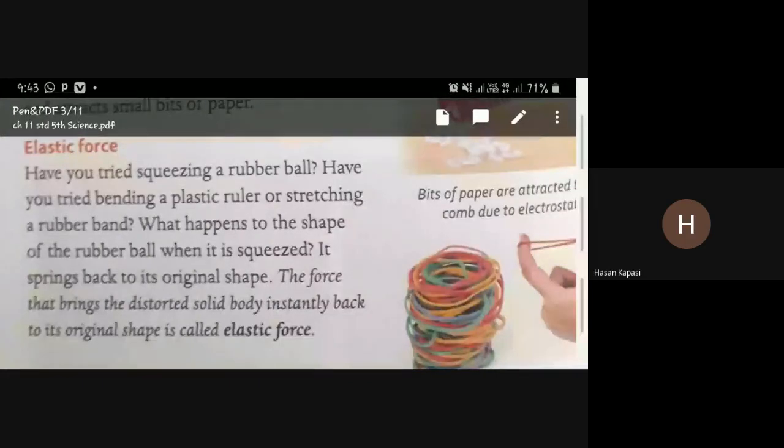You can take a good example of a rubber band. When you pull it, it will become big, but when you leave that rubber band, within a second it will take its original shape because of elastic force.